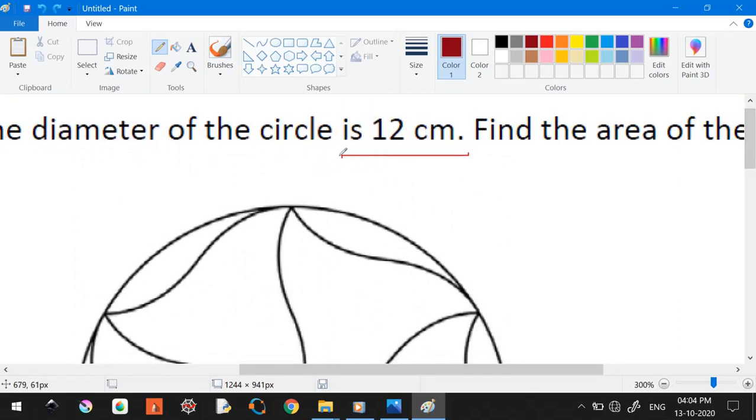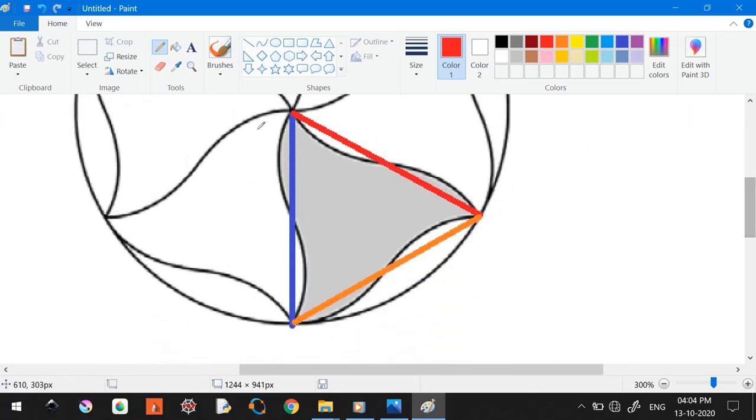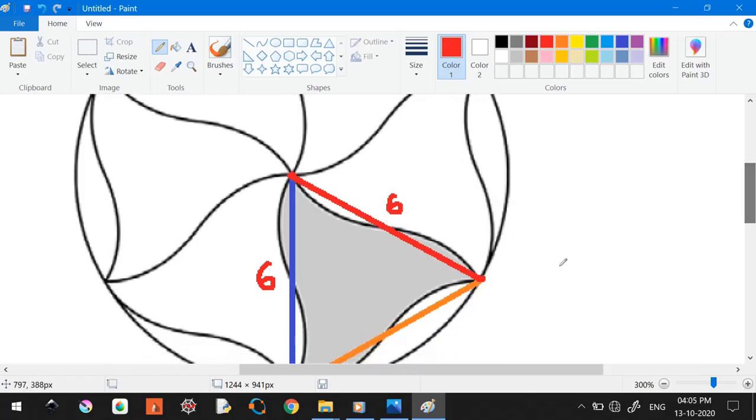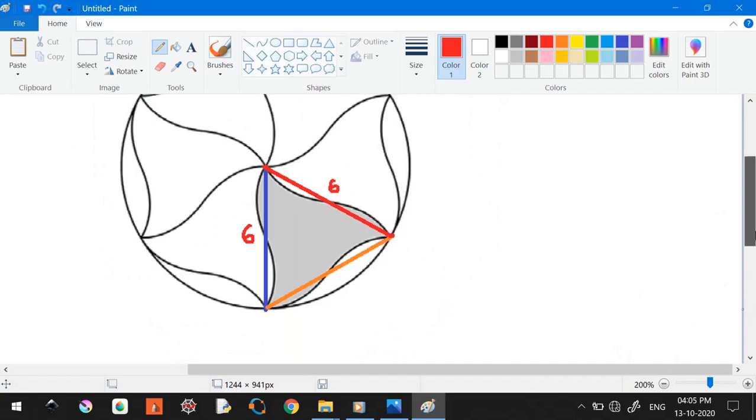And they have given that the diameter of the circle is 12 centimeter, which means the radius is going to be half of it, which is 6 centimeter, right? So this particular side connecting the center to the point on the circle, this length is going to be 6, this length is going to be 6, and we want to identify this length. We will see how we can do that. For that, like this pattern we have, let us count how many patterns we have first, right?